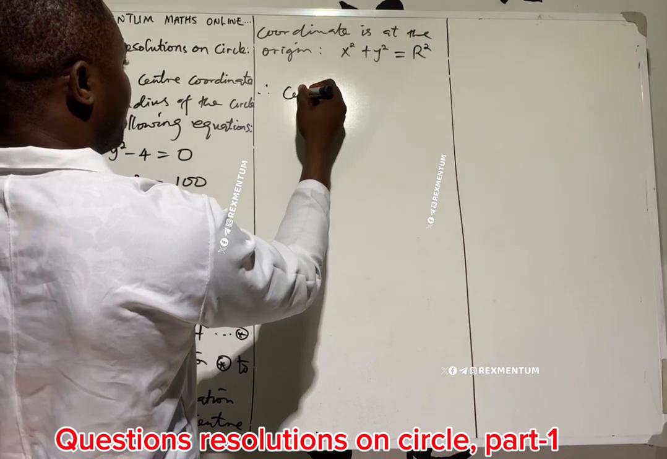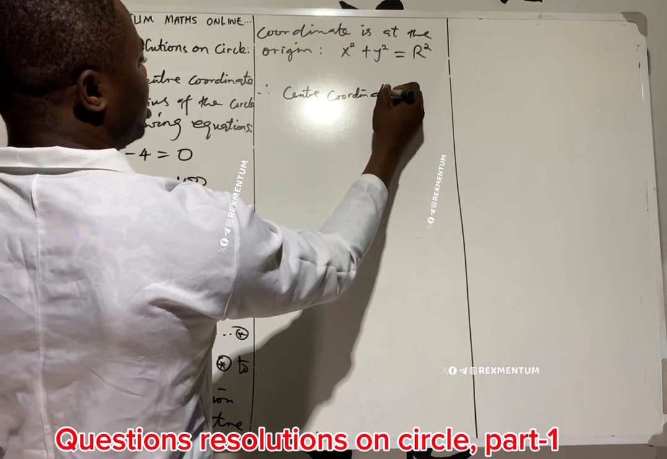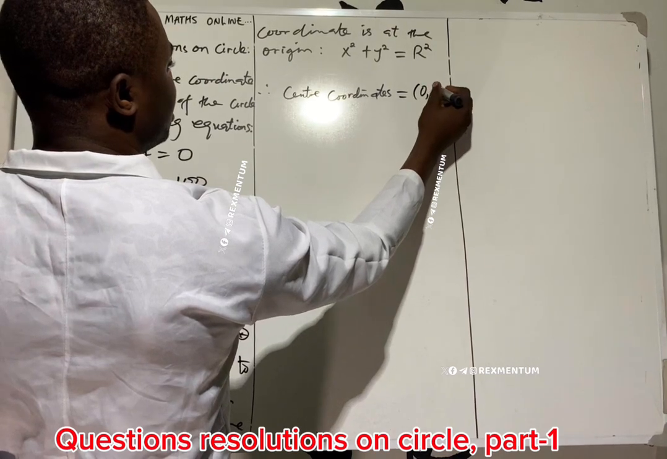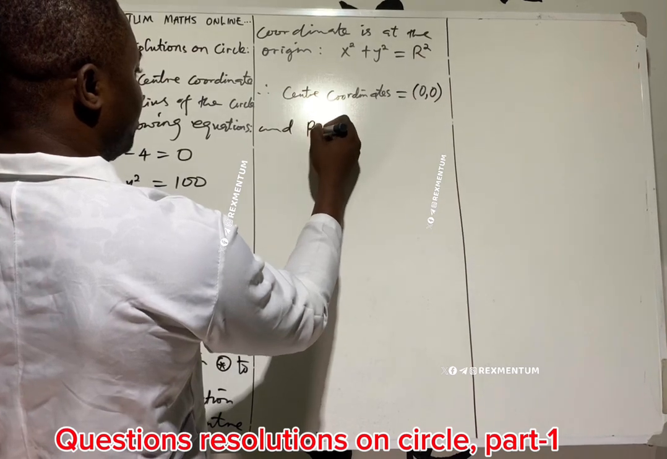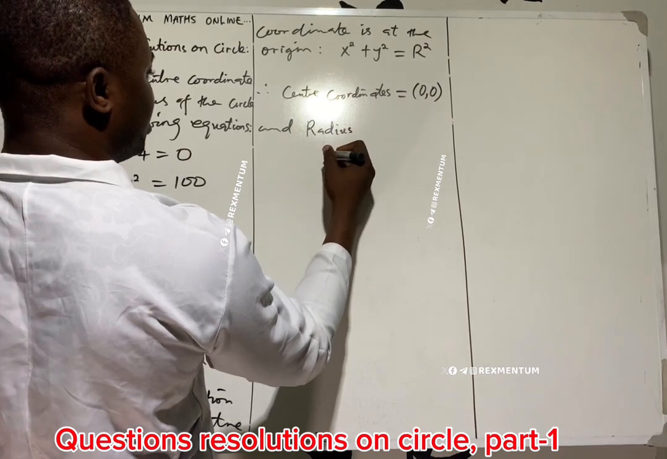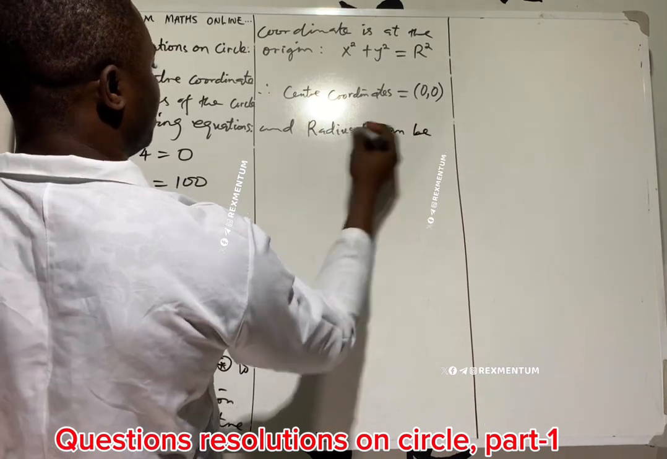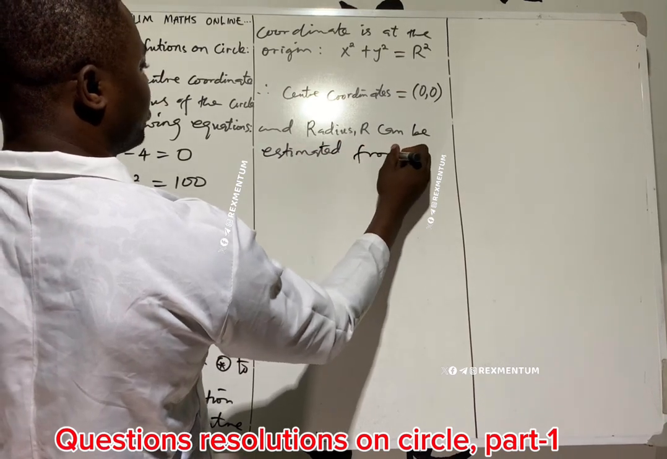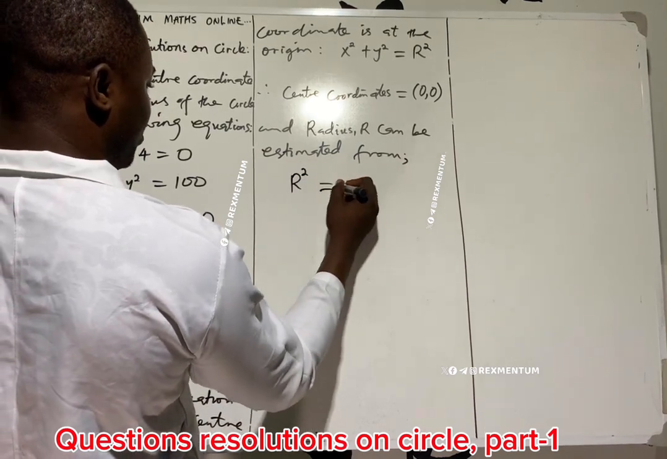Therefore, the center coordinate is always 0, 0. And the radius r can be estimated from our r squared equal to 4.